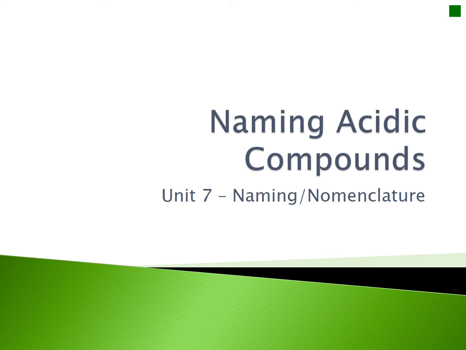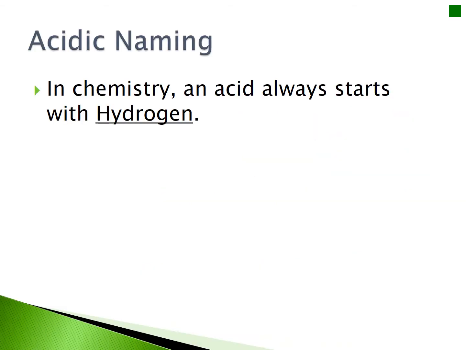Tonight, what we're going to be focusing on is how to name an acidic compound. An acidic compound is an acid, and they are basically special ionic compounds. And because they are so special, they actually have their own naming techniques or naming rules. Okay, how do you identify it?